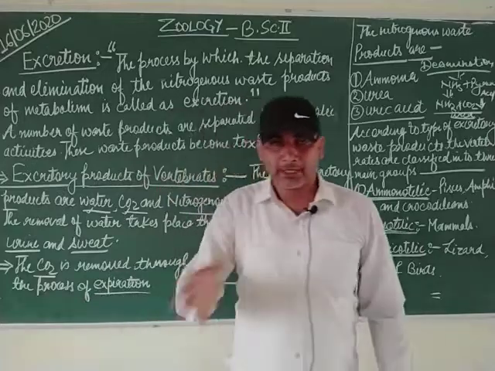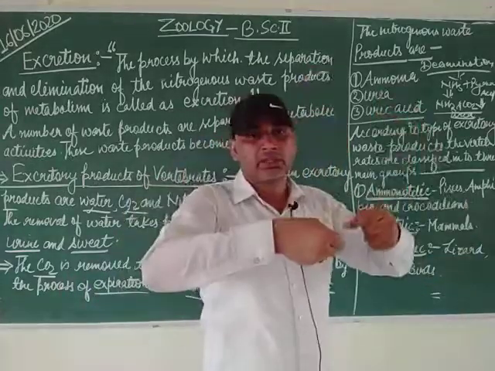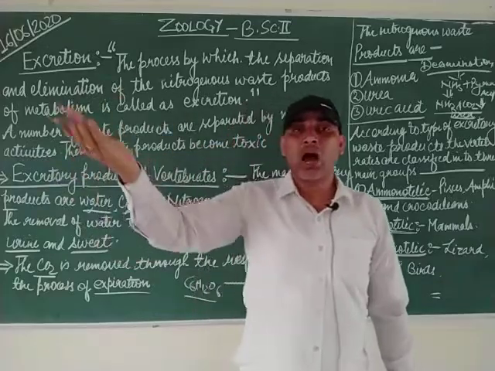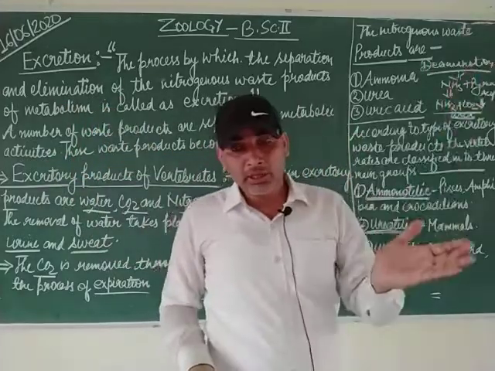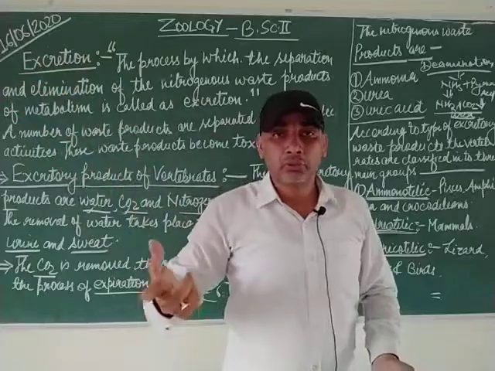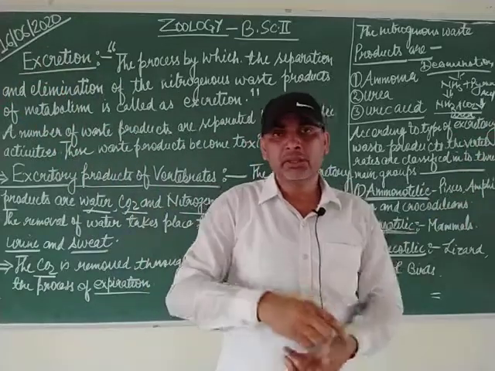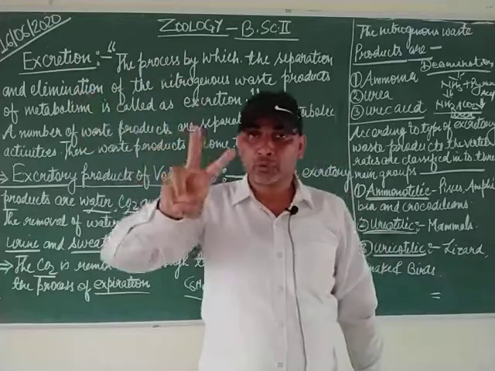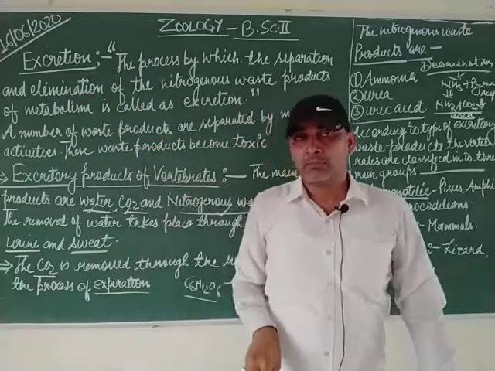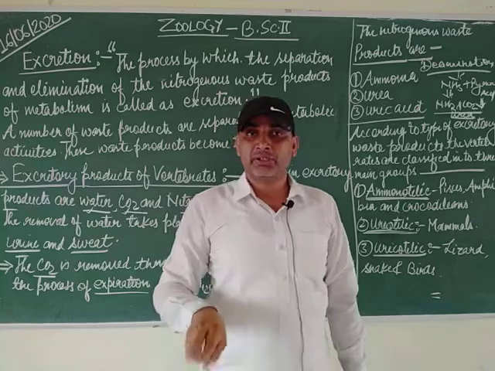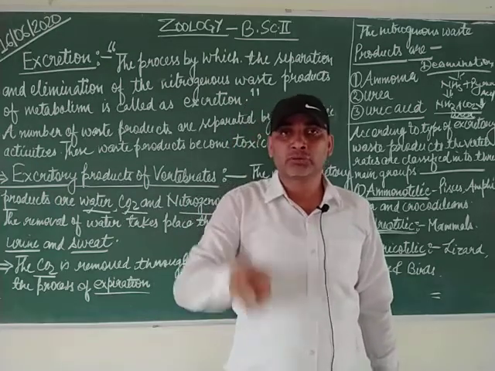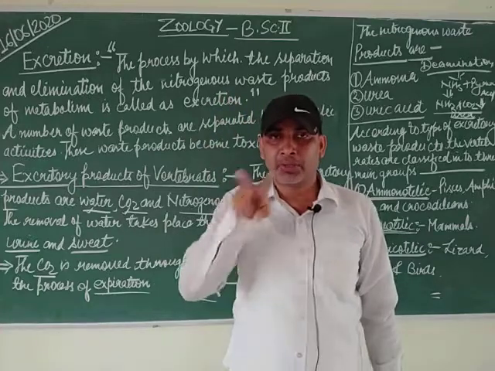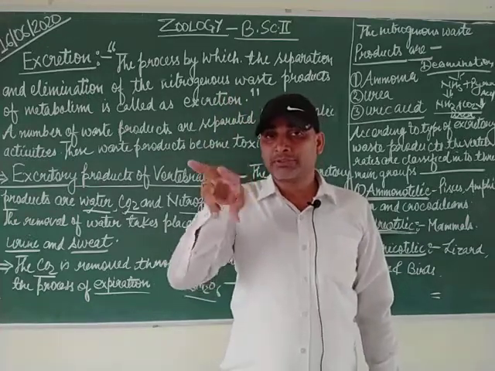So CO2 is removed through the respiratory system by the process of expiration and inspiration, intake and out. Intake of oxygen and out of CO2. The intake is inspiration and the out is expiration. So there are two forms of excretory products, which go outside the body through different channels.